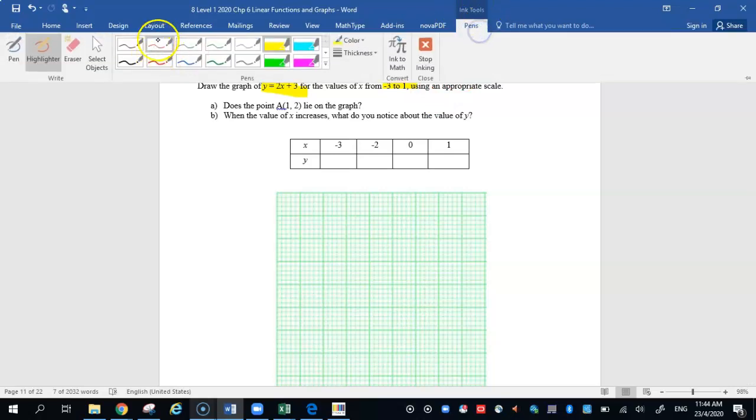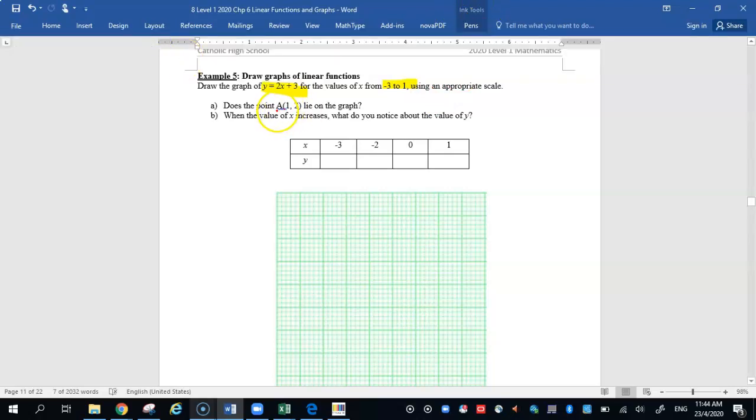The first question that you are asked is, does the point A lie on the graph? That's very simple. You just need to verify when x equals 1. We substitute this into the equation, and this will give you a 5. So since when x equals 1, y equals 5, therefore the point A, 1, 2, does not lie on y equals 2x plus 3.